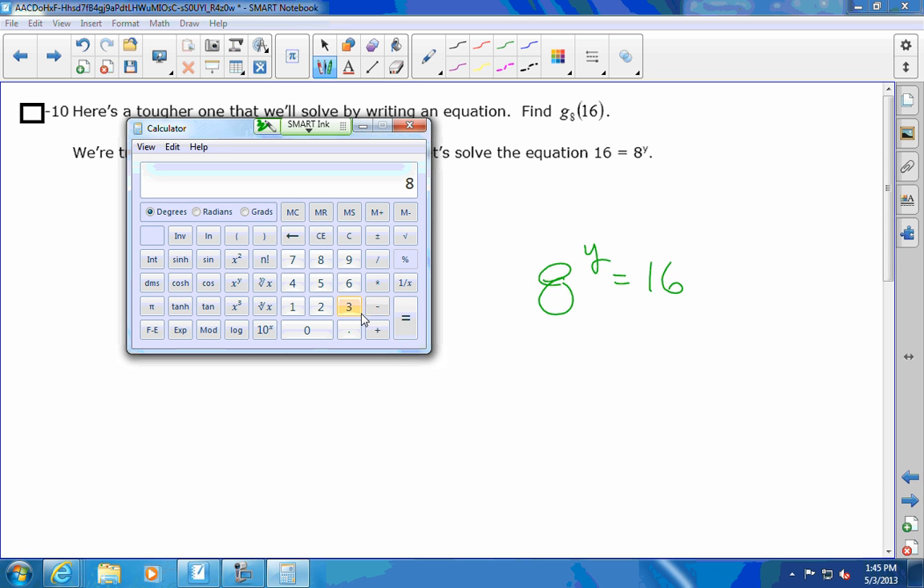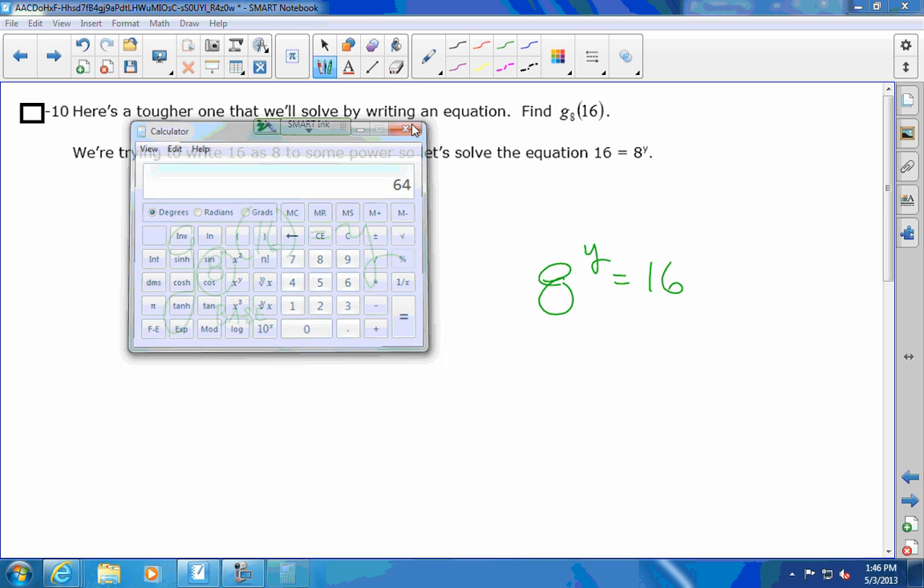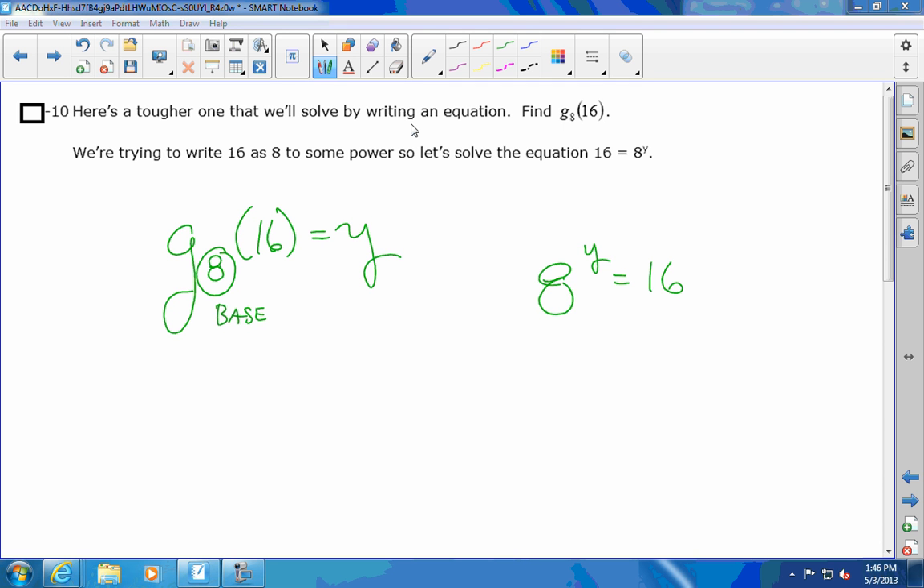Raised to the first power, I get 8, right? So my answer has to be bigger than 1, right? All right. 8 squared is 64. I'm not even going to be close to the number 2, right? Because 16's a lot closer to 8 than it is to 64, yes? So it's a number between 1 and 2, yeah? So it's got to be a fraction. Okay, so at least we know, darn it, we're not going to get a nice answer here. We're going to get some kind of fraction.